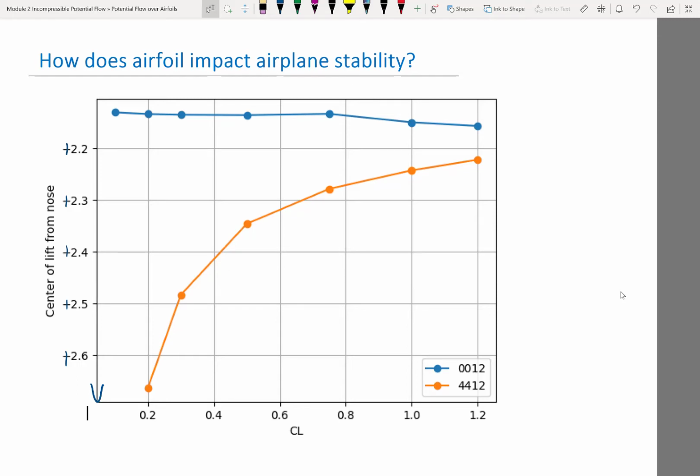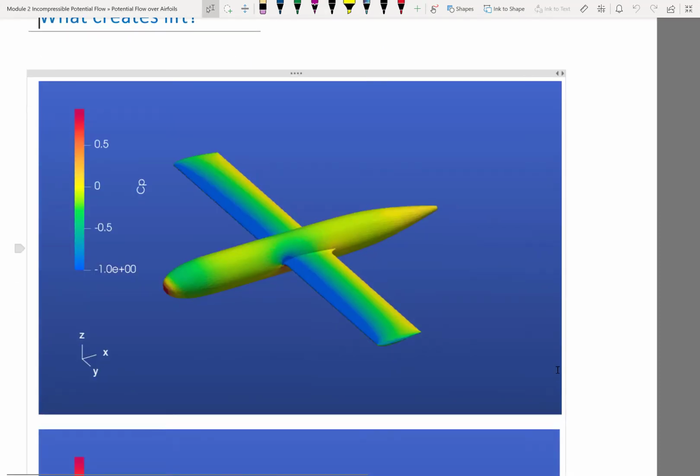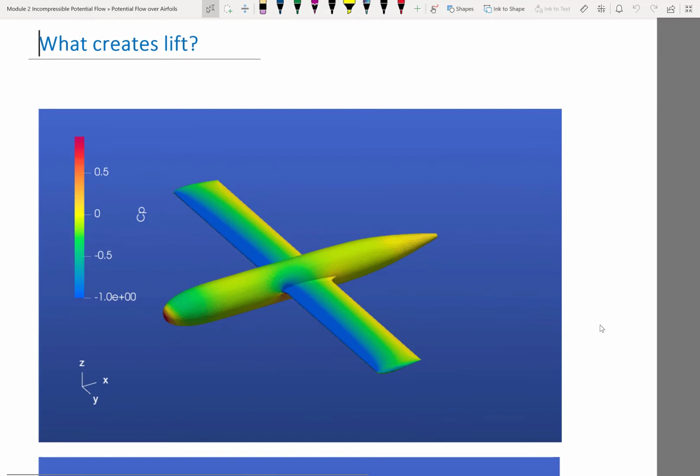So that is how the shape of the airfoil affects whether the center of lift shifts upstream or downstream as you pitch up and pitch down. Okay, so that's the two things we'll be studying. One is the pressure distribution, which is going to affect stall. The other is how the pressure distribution is going to change as you pitch up and down. So the pressure distribution is really the primary thing that drives not only how much lift you get, but also where that lift is.